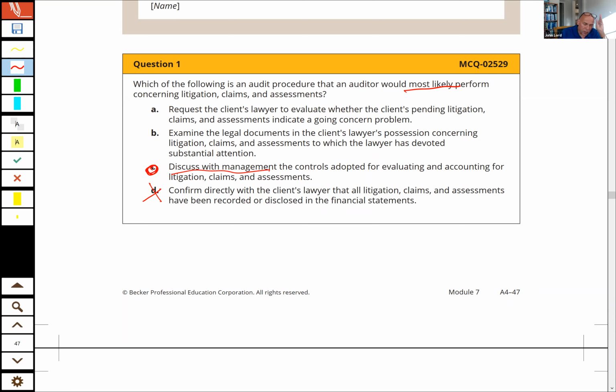Request the client's lawyer to evaluate whether the client's pending litigation indicates a going concern problem. Really? The attorney's going to look at you and say, I went to school to be an attorney. You went to school to be an accountant and determine if there's a going concern for a particular company. Okay, so again, they put these things in here.